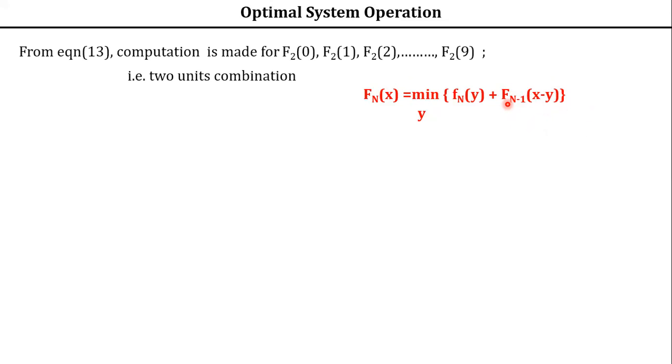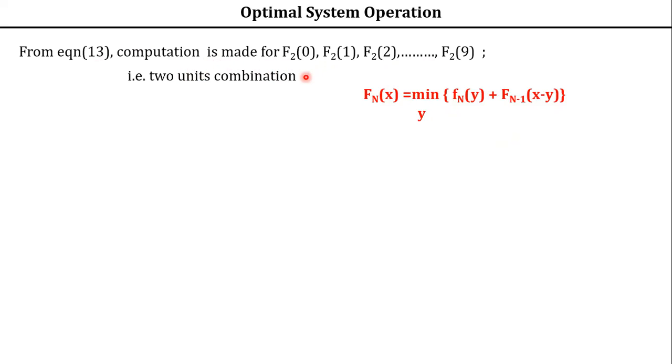I have given the number 13 for this equation. From equation 13, computation is made for F_2(0), F_2(1), F_2(2), etc., up to F_2(9). First, with only one unit operated, we have seen the cost, 242.865 something, that we got.